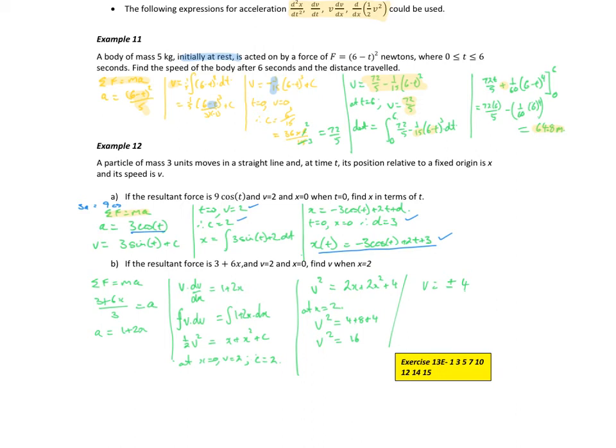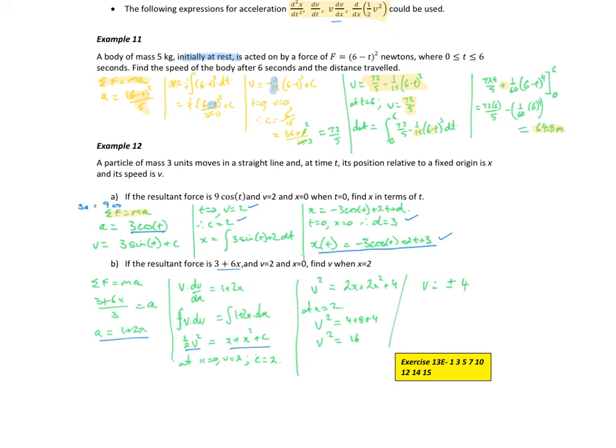A similar sort of thing, the resultant force is 3 plus 6x. Again, we have some initial conditions. Sum of the forces is equal to ma. So I know a is equal to 1 plus 2x. So then you've got the other forms. We've got our v dv dx and our d dx of a half v squared. I tend to go to v dv dx, to be honest, which I guess you end up at the same point, don't you?